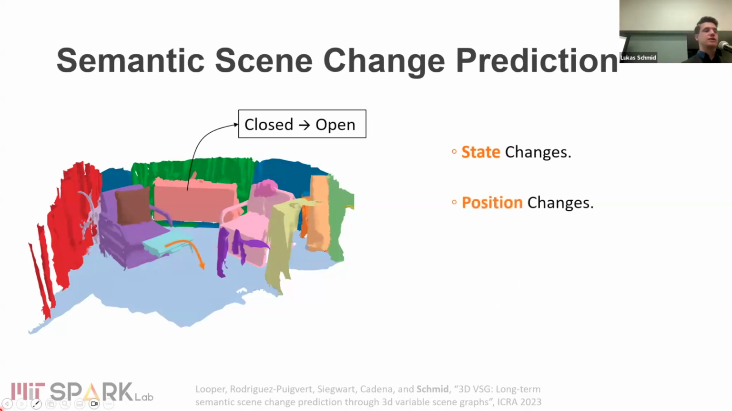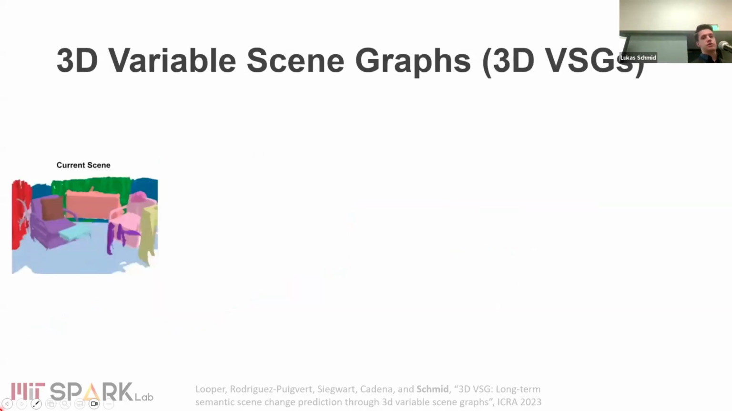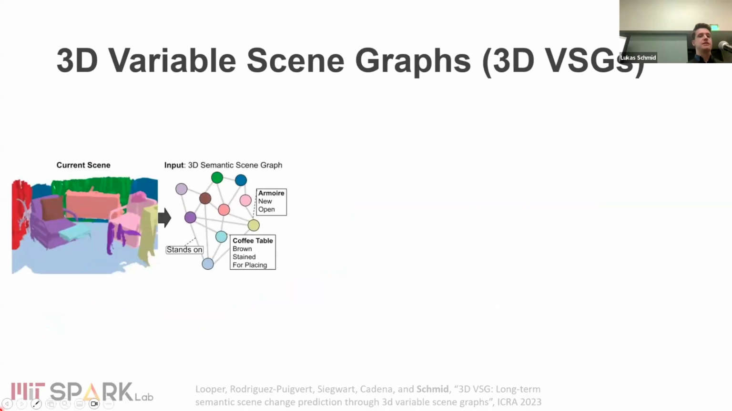There can be position changes, such as objects moving around, and we can have instance changes where objects are being added or removed from the scene. And actually turns out, again, these abstractions are super useful. We turn the 3D scene into a scene graph. What are all the objects and their relations?